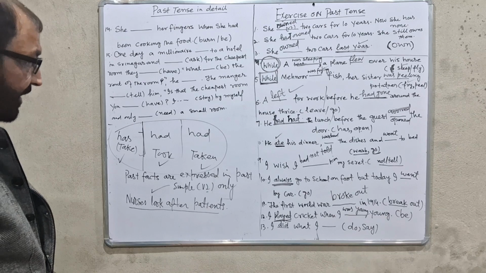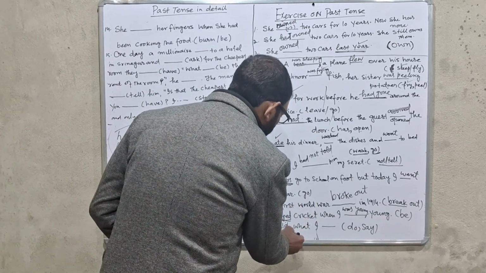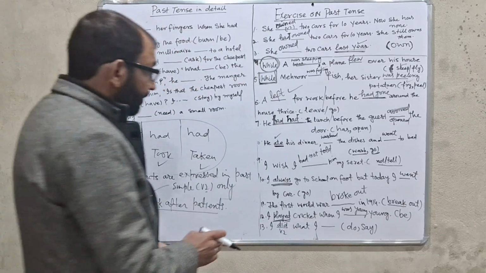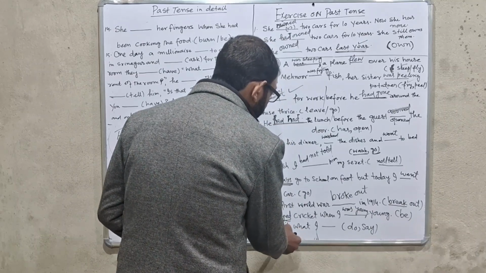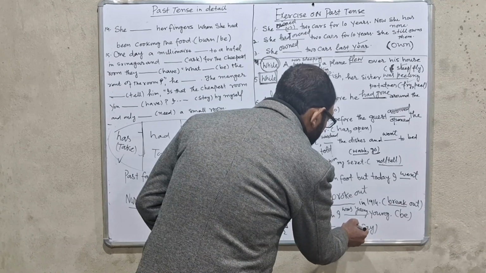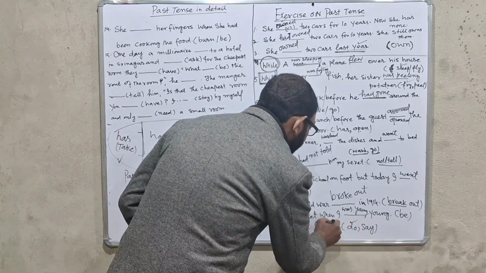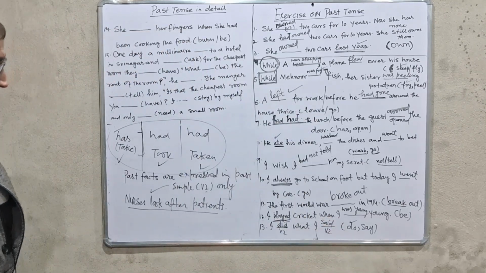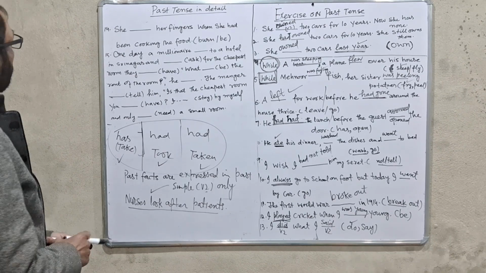Point number 13: I did what? I dash. Did is past simple. Two short actions are connected, and both take a verb in past simple, the verb's second form. Here it is do, which has become did. Here it is say, which will become said. I did what I said. Did is past simple, and said is also past simple. Now moving to item number 14.